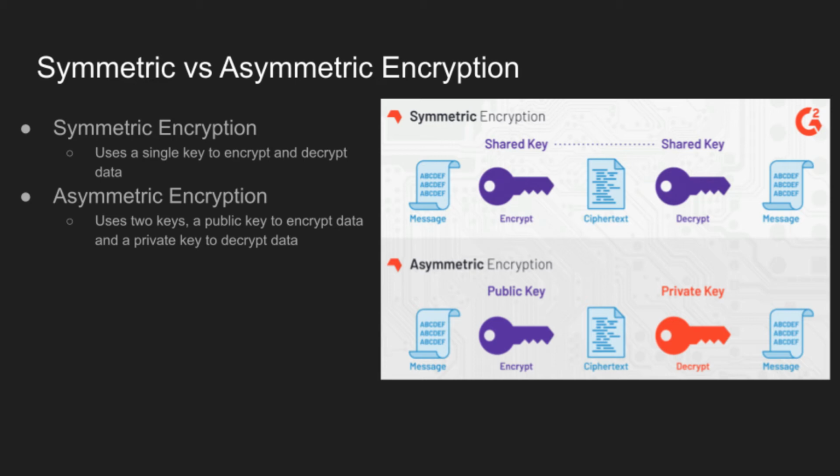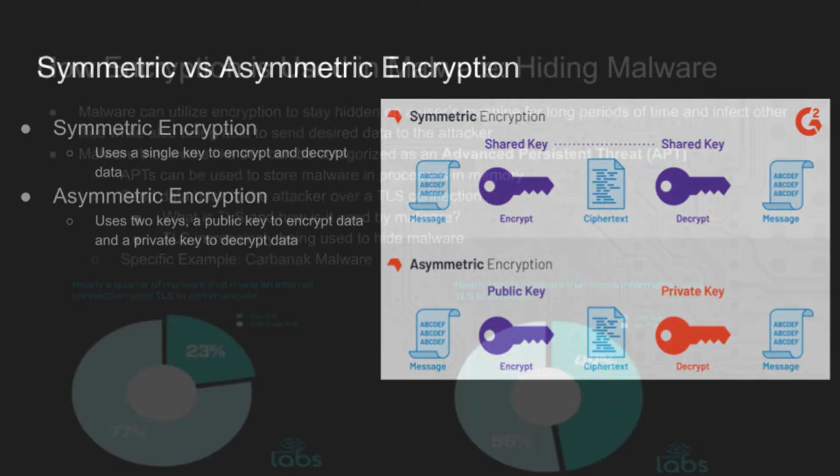Asymmetric encryption is a little more sophisticated because it utilizes two keys, one public key to encrypt the message at the source and one private key to decrypt the ciphertext at the destination. As said before, encryption can be used to securely protect data on your machine, as well as information and messages transmitted over the internet, but encryption can also be used for malicious purposes.